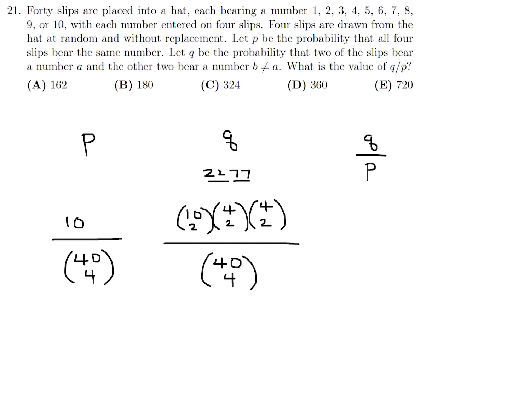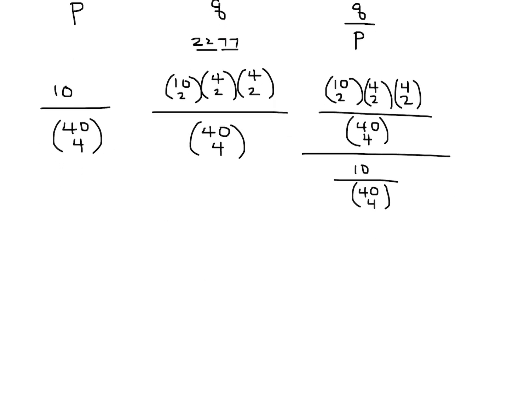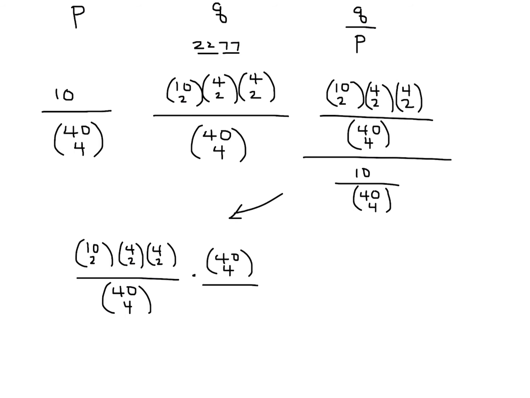Q over P is this into a fractional form. So before I figure out each of these, let's just put this over a fraction. Q over P. So there you go. And then now I have to obviously invert and multiply, so I'll do that over here. I've got 10 choose 2, I've got 4 choose 2, 4 choose 2, 40 choose 4, and then invert and multiply: 40 choose 4, all over 10. Now the good news here is that these cancel, so I never really needed to figure out the denominator anyways, but it's good to do that just to understand the question.